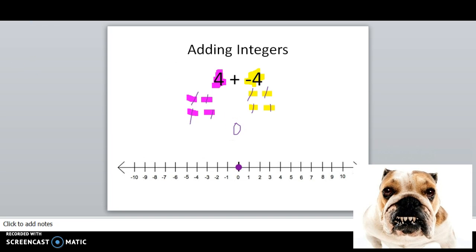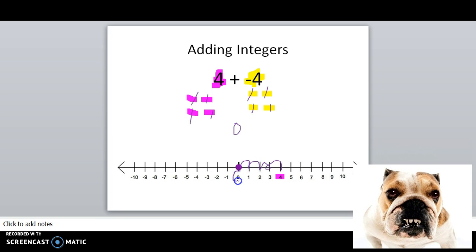Looking on a number line, I'm going to start at positive 4. And because I'm adding negative 4 to it, I have to go in the negative direction. 1, 2, 3, 4, which again lands me at 0.